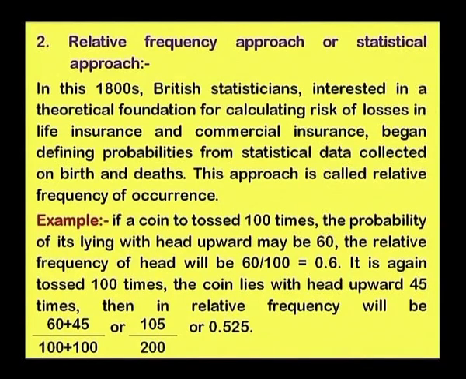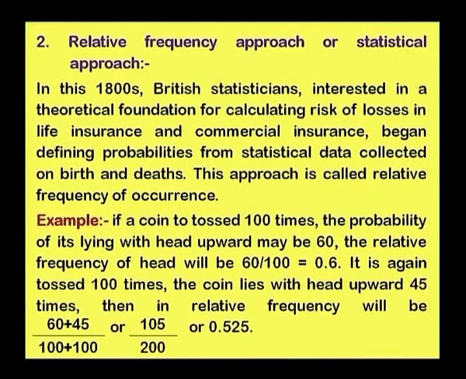Now, what is the second school of thought that is applicable in relation to probability? That is the relative frequency approach, or statistical approach. This was developed in 1800. British statisticians were interested in a theoretical foundation for calculating the risk of losses in life insurance and commercial insurance. We can say this school of thought was adopted to find out the possibility of losses in life insurance and commercial insurance.